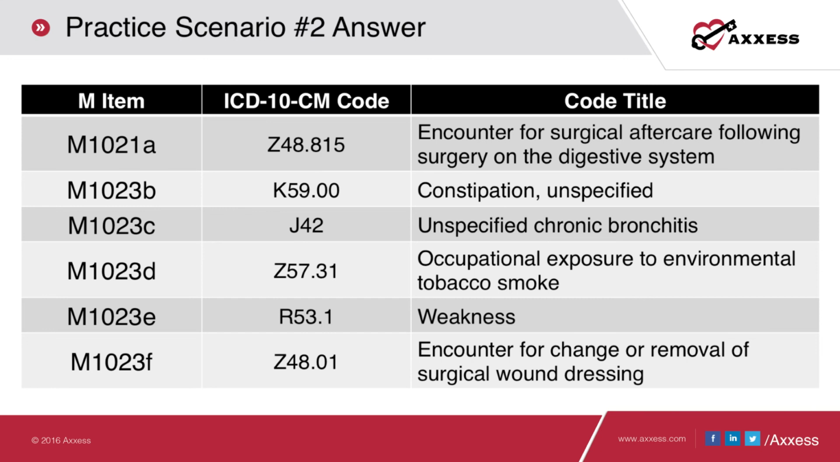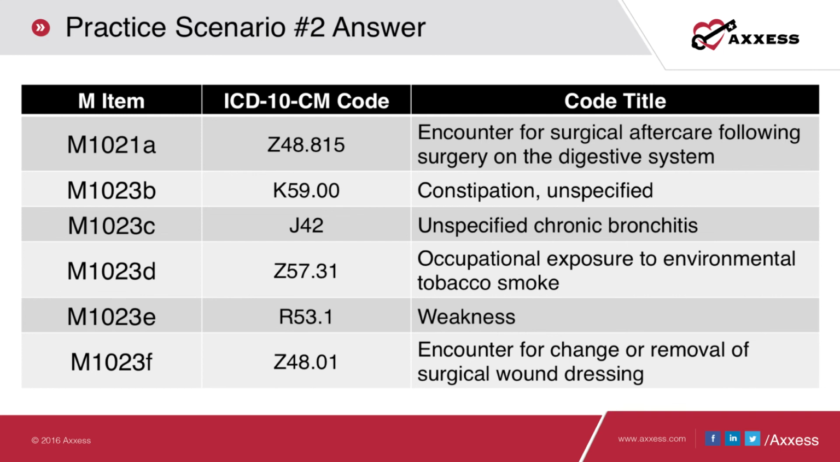All right, in third place, we have J42, unspecified chronic bronchitis. We have directions at J42 that tell us to use additional code to identify any smoking or exposure to tobacco smoke, and we did. So for that reason, we also list Z57.31, occupational exposure to environmental tobacco smoke.